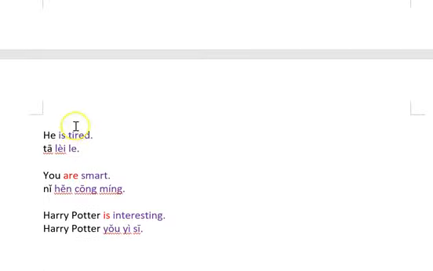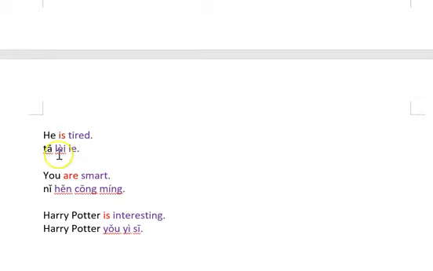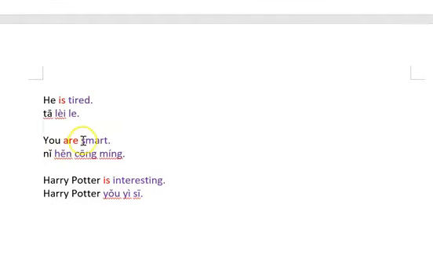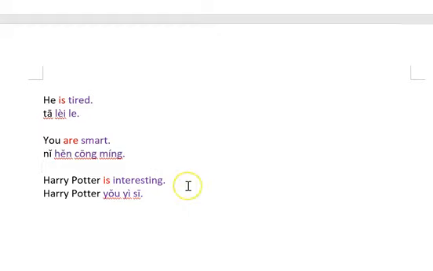Another example, he is tired. Same goes for the is. We don't need to translate that word. We just say he tired. 他累了. 累了 means tired. Another one, you are smart. The word are is not translated. 你很聪明. 很聪明 means very smart.